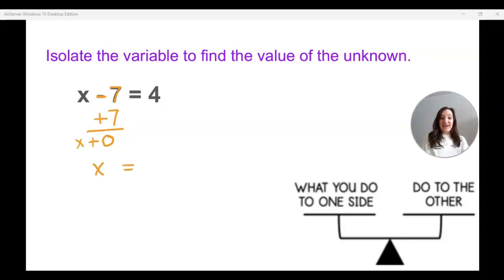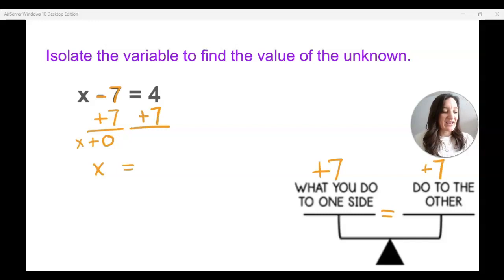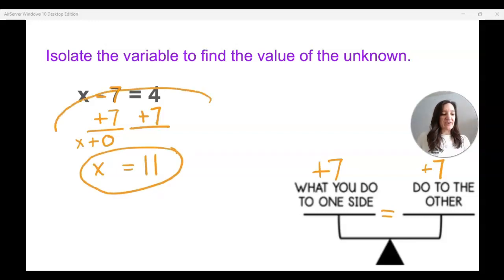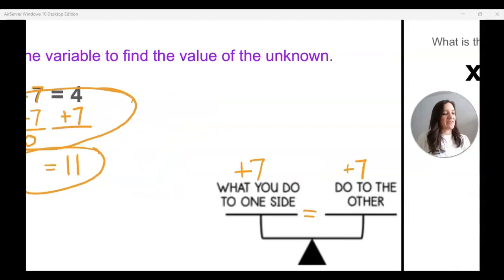Okay, but guess what? I've now added 7 to this side of the balance. So now I'm tipped. So I've got to keep it so I can have that equal sign. Well, if I'm going to keep it equal, then I need to plus 7 on this side. And this is how it will look. And so that's how I get that 11. So yes, x equals 11, but today I'm looking for this work so that I can see that you can visualize what's happening to each side of that balance.